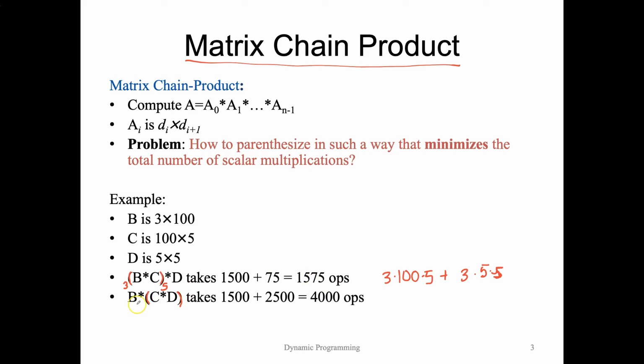If we were to multiply them this way instead, let me write down their dimensions here so maybe this is easier to see. So we've got the following matrices. In order to multiply C times D together, this is going to require 100 times 5 times 5 operations.